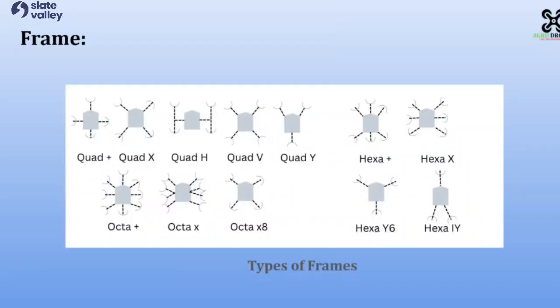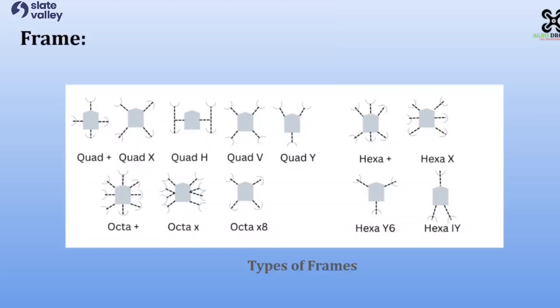The type of frame depends upon how you are placing the flight controller. If you place the flight controller at the center and it forms a plus structure, we call this a quad plus. So when you upload the firmware, you have to upload the plus firmware. If you place the flight controller in a cross shape, you have to upload quad X. And if you are placing it in quad H, then you have to upload quad H firmware.